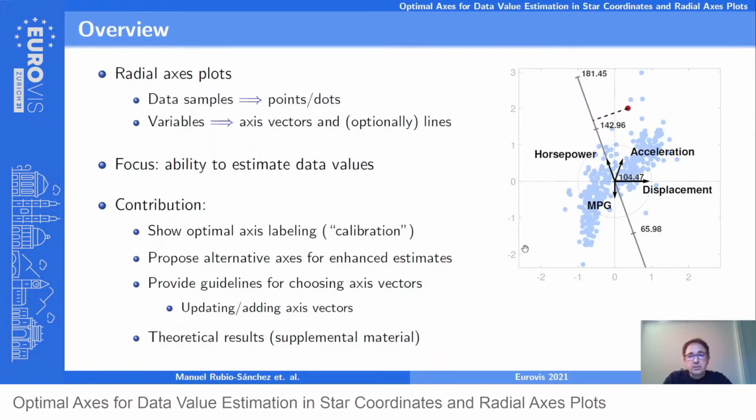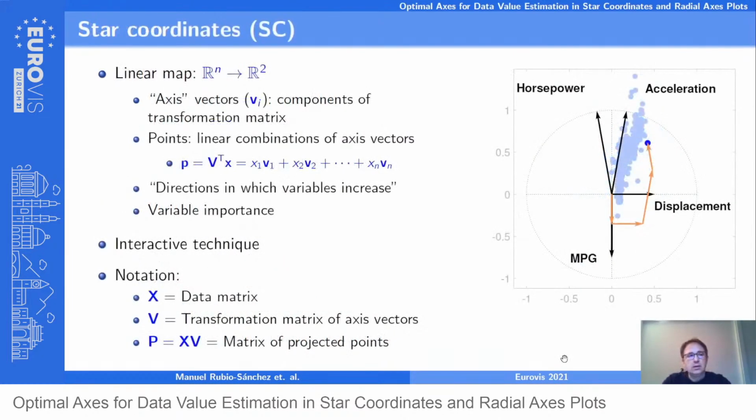Now the paper is very specific. It's mainly intended for experts in radial axis methods, and it's halfway between a theory paper and a technique paper. So we also provide several theoretical results, and all the proofs and derivations are in the supplemental material. Before we begin, let's take a look at the several radial axis methods that we analyze in the paper.